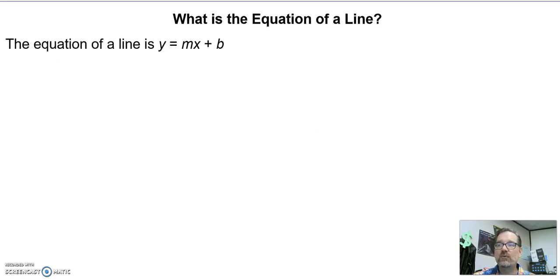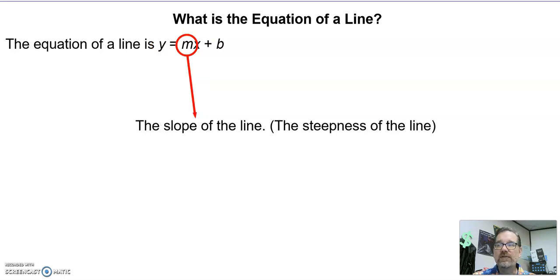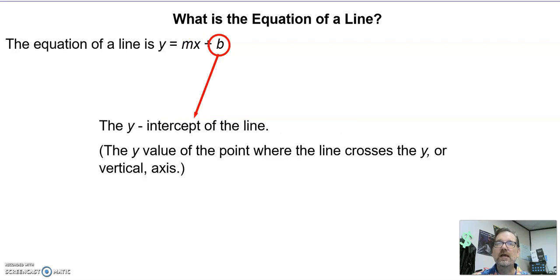First off, we need to remember what the equation of a line is. The equation of any line is y equals mx plus b. You know that from Algebra 1. Y is any y value that is on the line. M is the slope of the line, that is the steepness of the line. It is rise over run, change in y over change in x. X will be the x value from any point on the line, and b is my y-intercept.